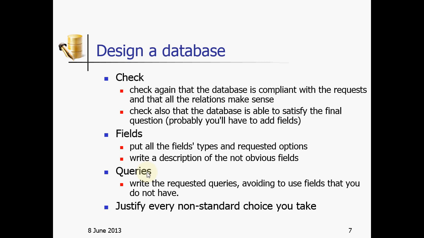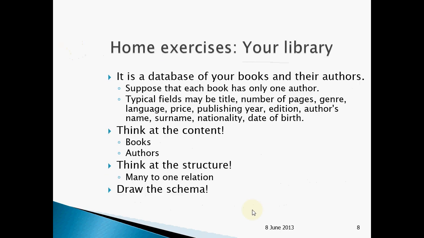Okay. If you take non-standard choices, for example, you do a one-to-one relation. In some other cases, a one-to-one relation can be tolerated. Please write a strong justification, very strong justification, okay? Because I tend to be very suspicious of non-standard choices.